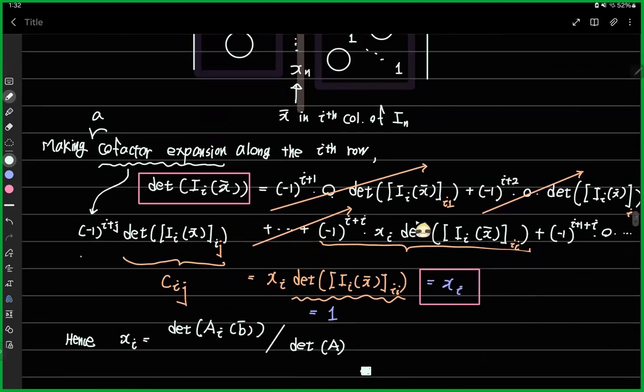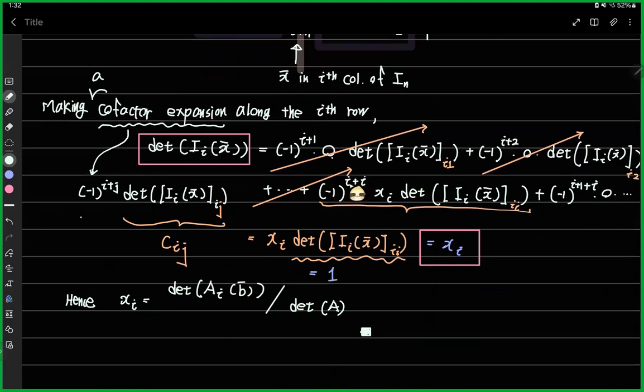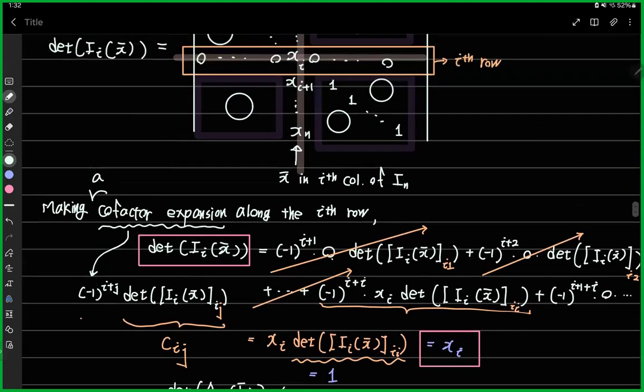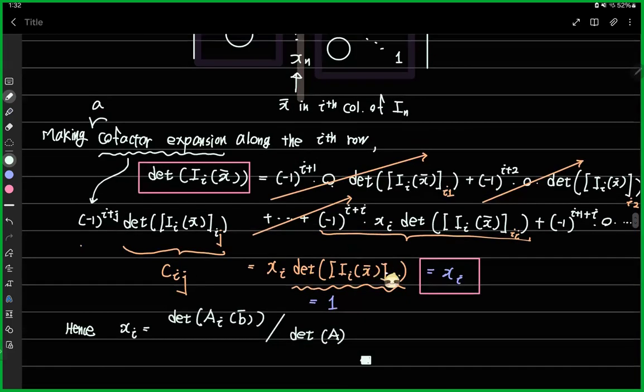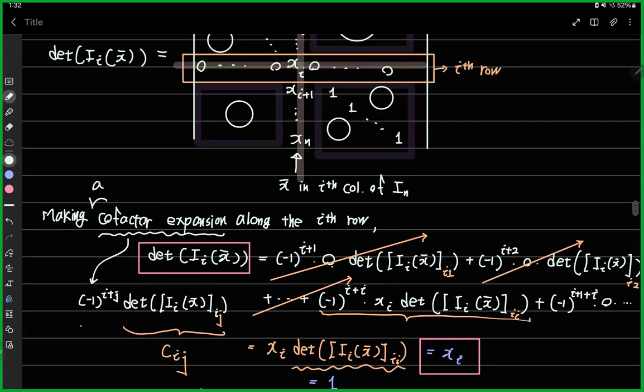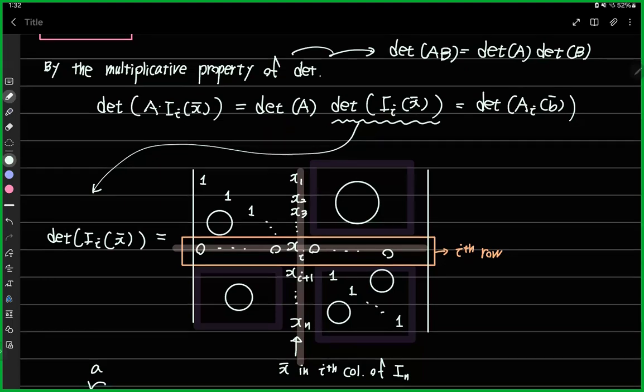So this term is going to be the one that survives. Minus 1 to the I plus I is just 1. And x sub i times the determinant of this guy is just x sub i times 1, because if you look at the cell matrix removing the ith row and the ith column, we get the identity matrix, and the determinant of the identity matrix is 1. So this is x sub i. So this one is equal to x sub i. Now plug this into the multiplicative property, and then x sub i must be equal to this guy divided by the determinant of A. So that's Cramer's rule.